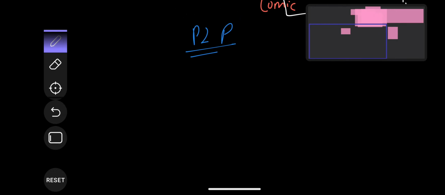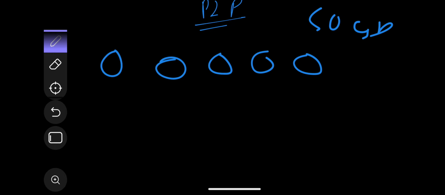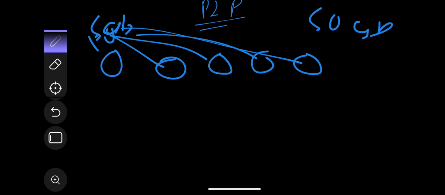Let's consider one more example. Suppose these are our initial servers. Let's say we have 50 GB and we have 5 servers. Cool. So suppose these servers are all there for distributing a file. And now all the servers hold 5 GB. All of them. This has 5 GB, this has 5 GB, this has 5 GB, this has 5 GB. Something like that.